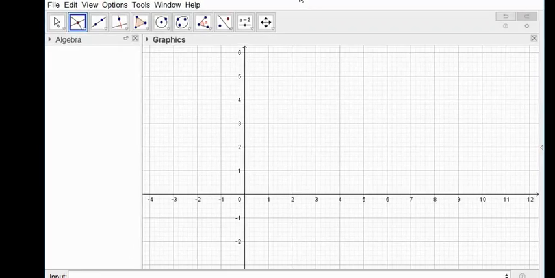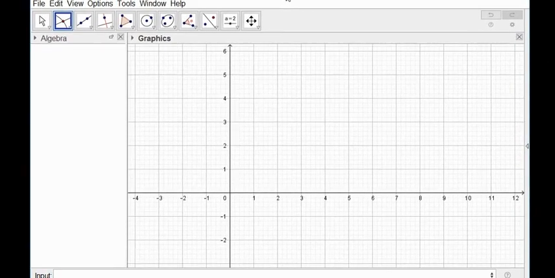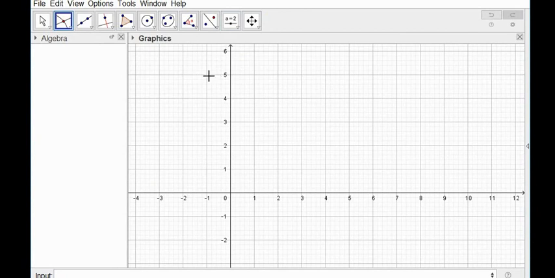GeoGebra is a free software. Pwede mo itong i-download sa geogebra.org. Free siya kahit saang platform na meron ka. Pwede siya sa iOS, pwede siya sa Android, pwede siya sa cellphone mo, pwede siya sa Windows. Okay? So, yung GeoGebra, meron siyang input bar. So, we can just input the equation. So, ano nga yung equation natin?